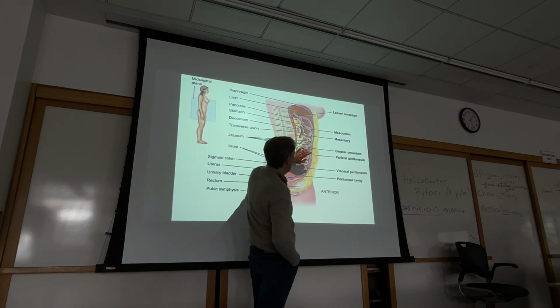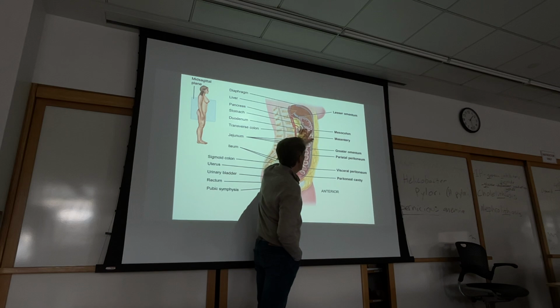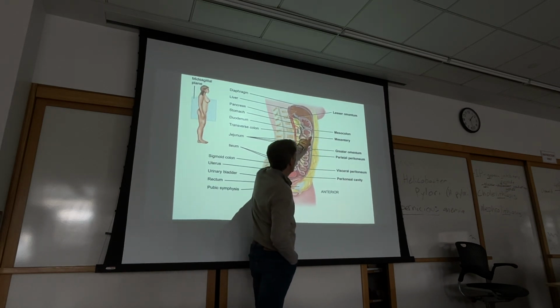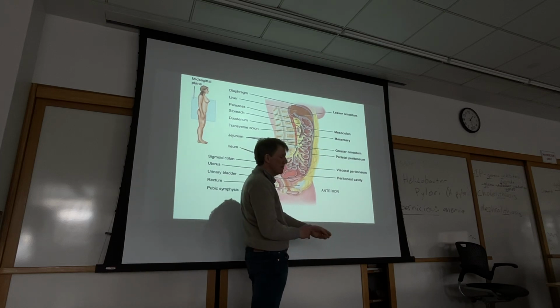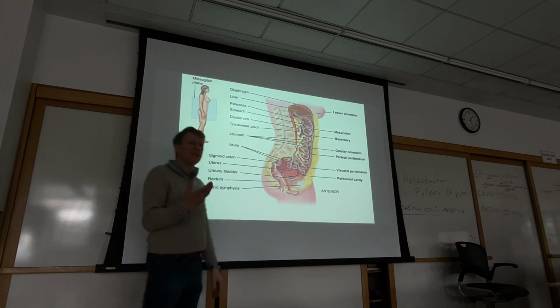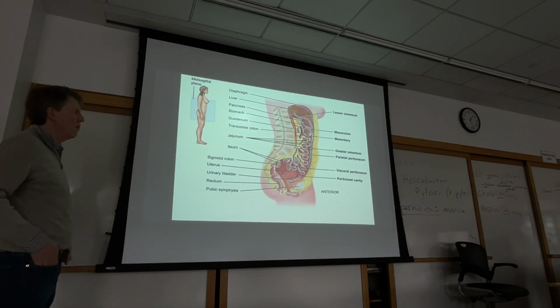The greater omentum is attached to the inferior border of the stomach, so it's attached to the greater curvature, and then it's also a little bit attached to the transverse colon. And then the whole thing just kind of drapes over the rest of your intestines, kind of like this fatty apron, right? So that's the greater omentum.